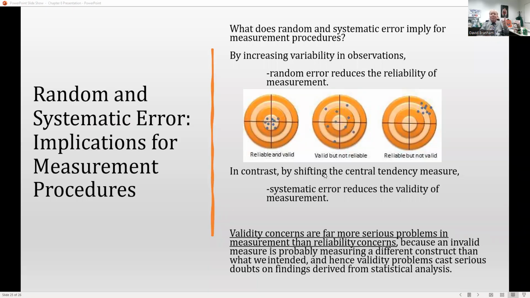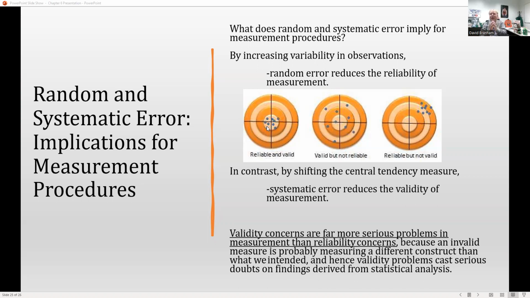So random and systematic error: implications for measurement procedures. When you have random error, it increases the variability of the observation. So you don't have this first target over here where they're all together. There's very low variability in those observations. That second target that says valid but not reliable, there's a lot of variability in the observations, but there is no bias. I mean, it's hitting there.